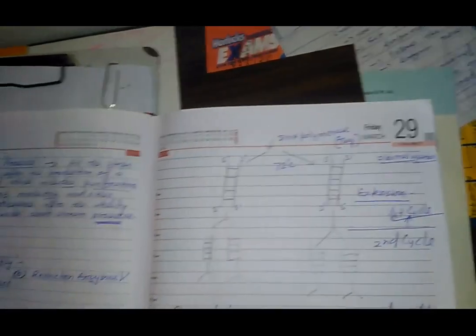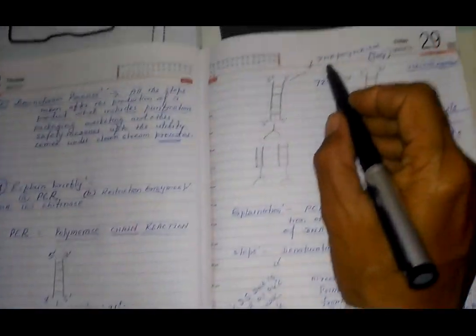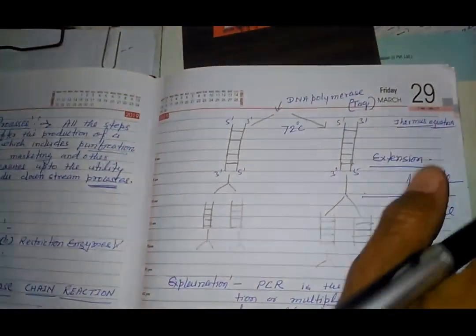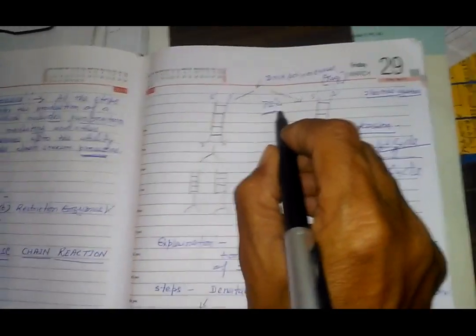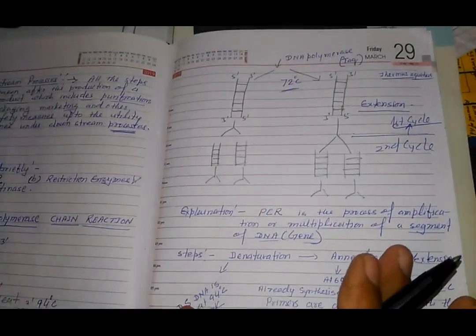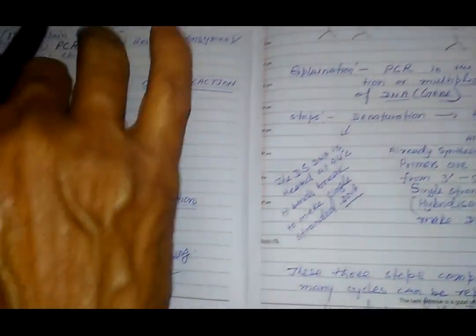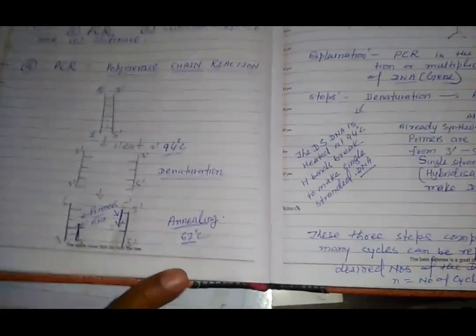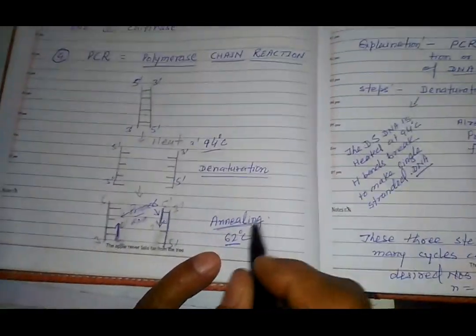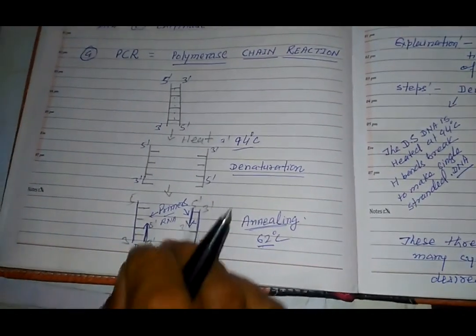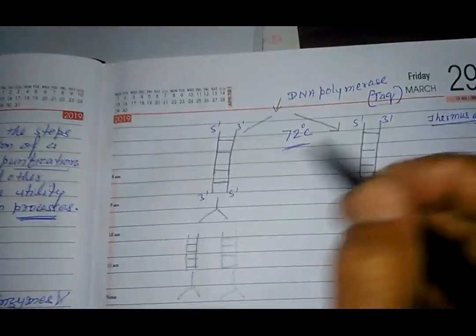Okay, annealing. Then after that, Taq polymerase is used, which can work at 72 degrees Celsius. So here the temperature control system is very important. At 94 degrees you make the denaturation. At 62 degrees you have to cool down again. The annealing is done. There is hybridization of the already artificially synthesized primers, and then the Taq polymerase is used to make multiple copies, to extend it.